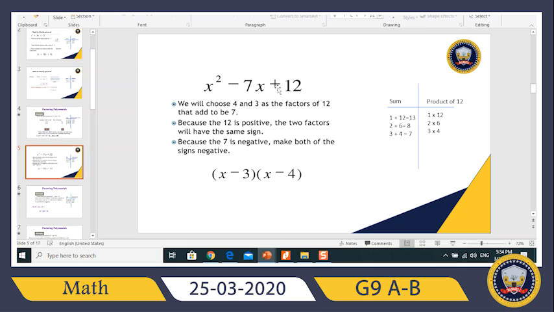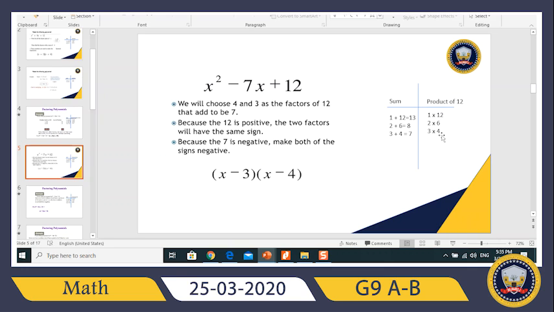So the two brackets will have the same sign as the middle term. This is the rule: as long as the third term has a positive sign, the two brackets will have the same sign as the middle term. So I will put here minus and I will put here minus. Then I write down in my rough paper a table. I will draw a table and write down all the factors of 12, the third term. 1 times 12, 2 times 6, 3 times 4.